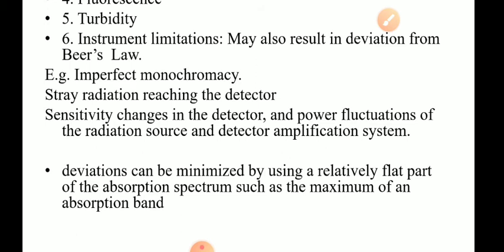So under instrument limitations there may be imperfect monochromatic light, stray radiation may also be counted, and there may be sensitivity changes in the detector and power fluctuation of the radiation source. If there is power fluctuation in the radiation source as well as in the detector, then also you will get wrong or haphazard results. So instrumental limitations may also lead to deviation from Beer's law, right?